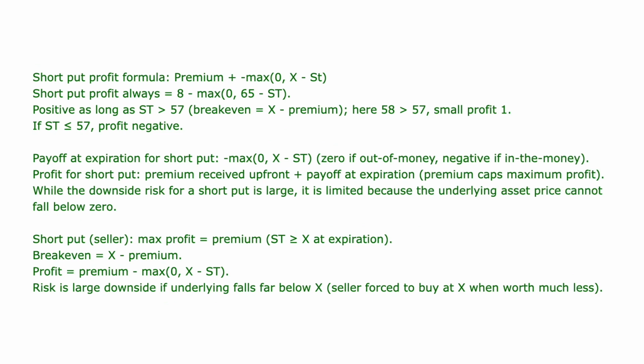Short put profit formula: premium plus negative max of 0 and X minus S at time t. Maximum profit equals the premium when ST is greater than or equal to X. Break-even is X minus premium, so ST equals 57. Downside is limited because the underlying price cannot fall below 0. The maximum loss is the exercise price minus the premium, 65 minus 8 equals 57. Payoff at expiration is negative max of 0 and X minus ST.